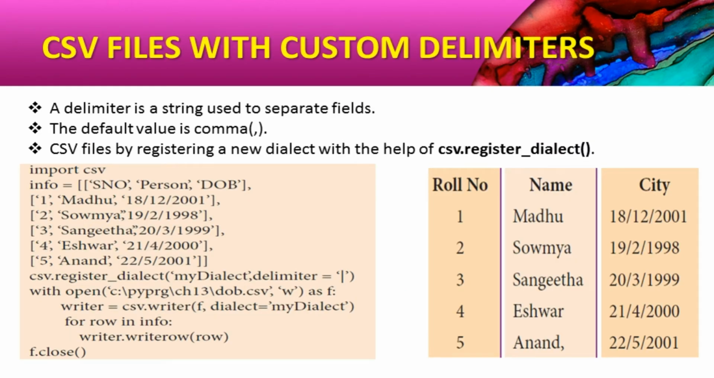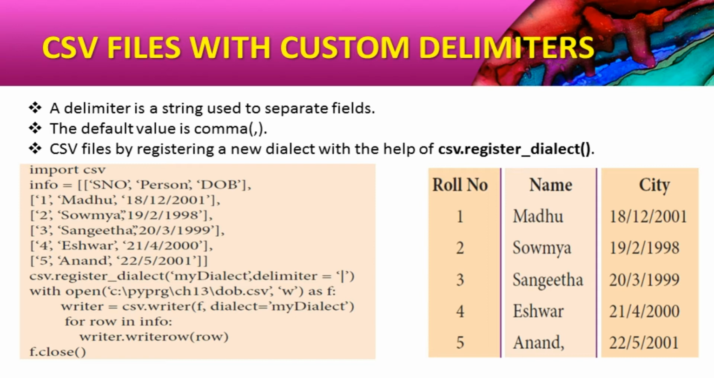CSV files with custom delimiters. A delimiter is a string which is used to separate fields, that is, the column values. The default value is comma. We can use a custom delimiter in CSV files by registering a dialect. What is meant by dialect? A dialect describes the format of the CSV file that is to be read. In dialects, the parameter skipinitialspace is used for removing white spaces after the delimiter.